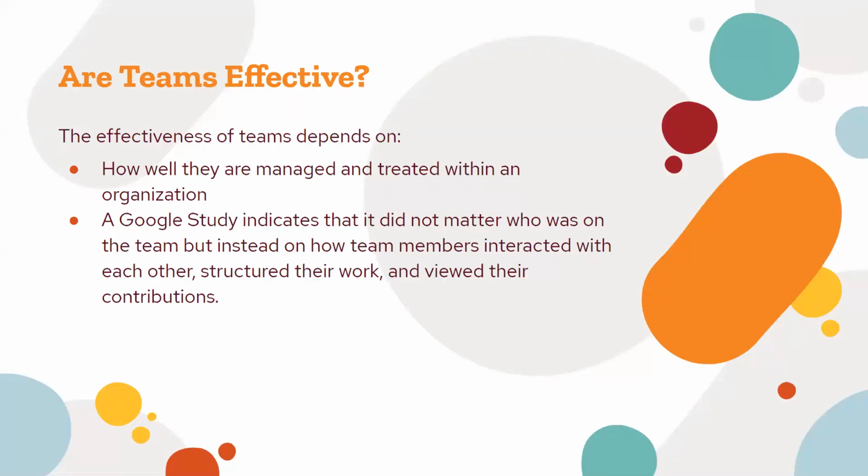Are teams effective? The effectiveness of teams depends on how well they are managed and treated within an organization. A Google study indicates that it did not matter who's on a team, but instead how the team members interact with each other, structured their work, and viewed their contributions.